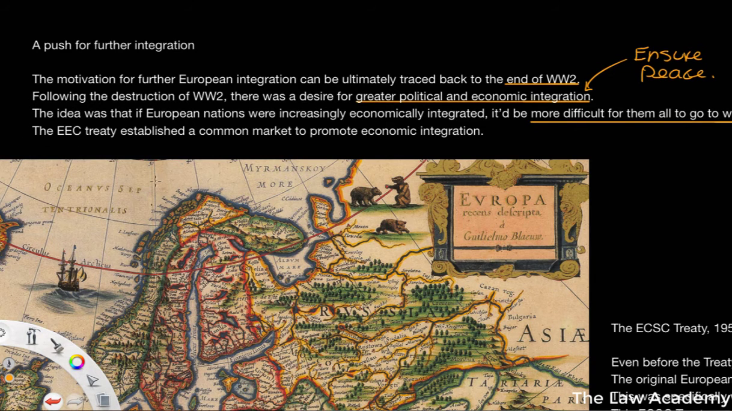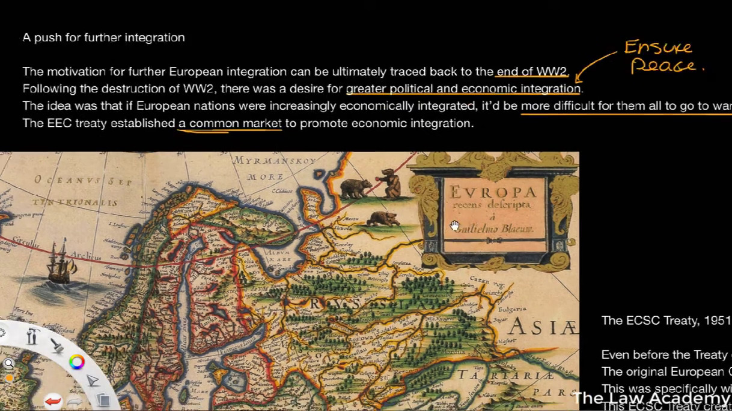The EEC Treaty established what we call a common market to promote economic integration, and we're going to talk a lot about the common market as we go on through the lessons, and how the common market starts to develop into customs unions and then into the single market of the European Union.